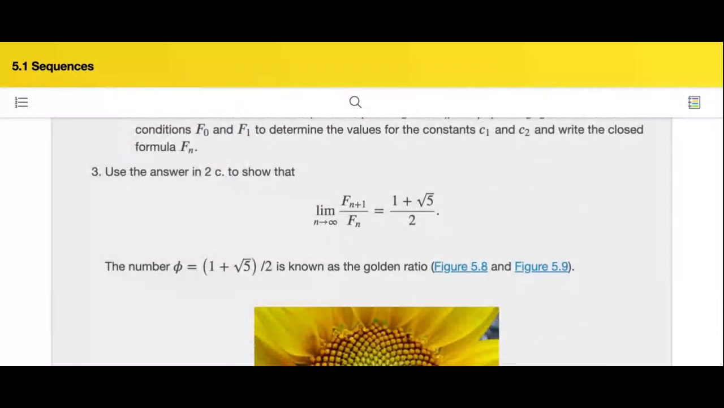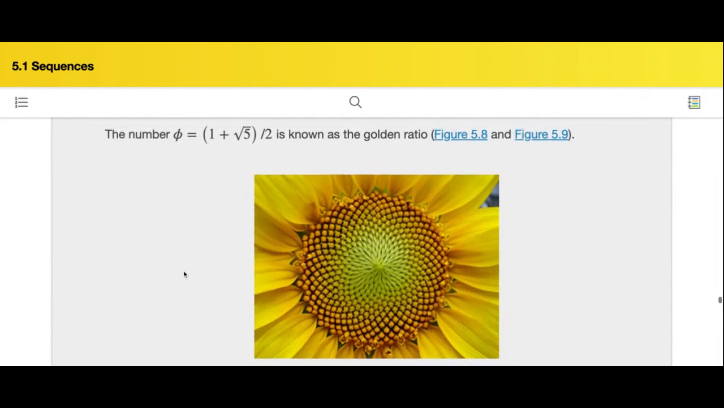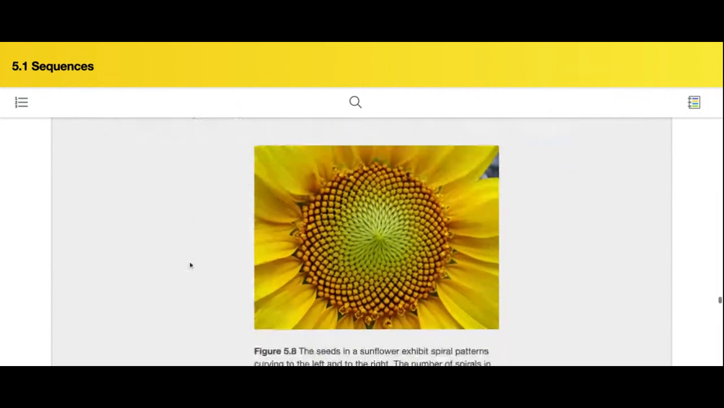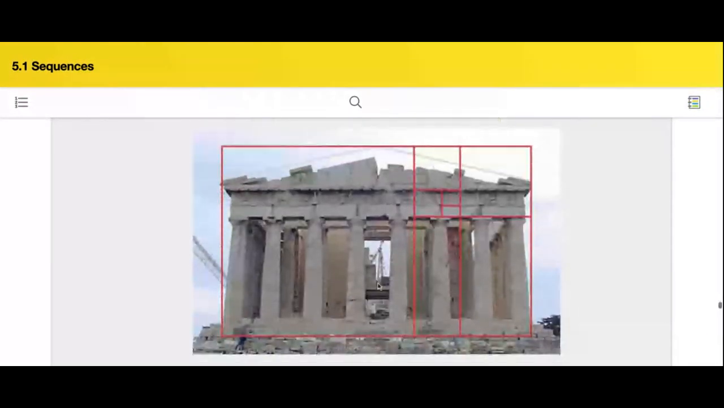There's something about the Fibonacci sequence called the golden ratio. The ratio between two terms, the current term with the previous term, is something called the golden ratio. This is 1 plus square root of 5 over 2. People find that in nature, the golden ratio is applied for the human body, for plants, for flowers, basically everywhere, and for construction.